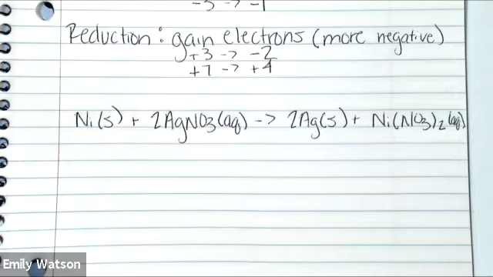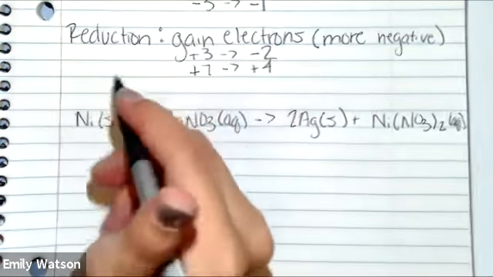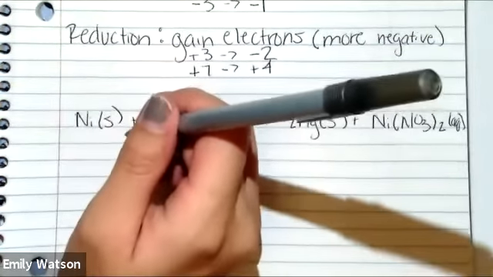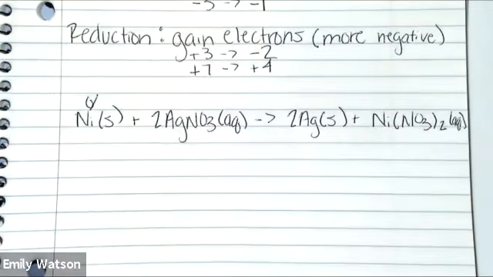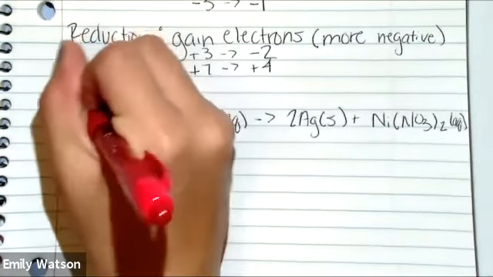Okay, let's go ahead and jump into this. How are we going to figure out which element's been oxidized, which has been reduced? Yes, we're going to have to start assigning some oxidation numbers. What's the oxidation number of nickel solid? 0. This is its elemental form.